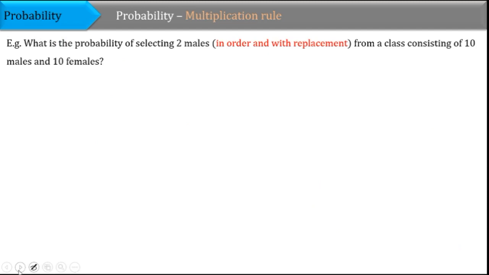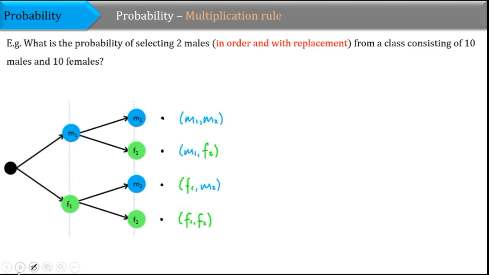Right, let's look at another example for the multiplication rule. What's the probability of selecting 2 males from a class of 10 males and 10 females? Now it says here the males must be selected in order and with replacement. So we can construct a tree diagram. Selecting 2 males, that means we'll be sitting on the first branch. So these are the 4 outcomes for the experiment.